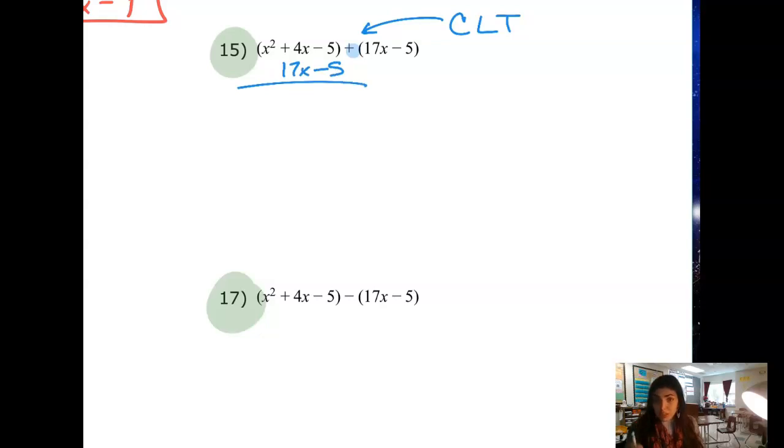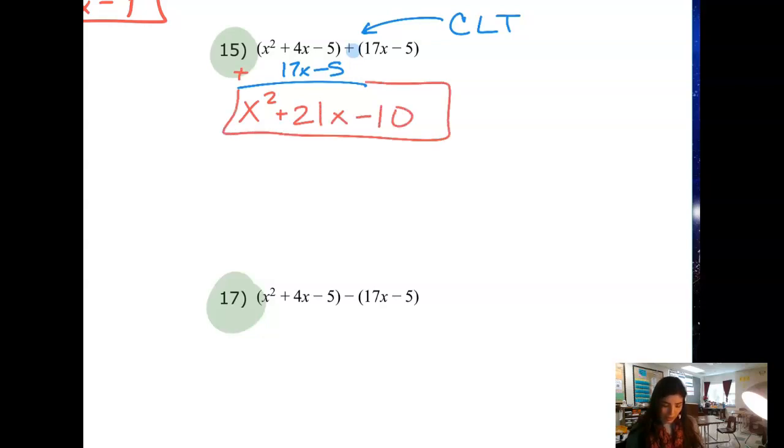4x and 17x are like terms, and so are the constants of 5. To CLT, I literally just add. x squared plus nothing is x squared. 4x plus 17x, that's 21x. And -5 plus -5 is -10. Make sure you're always adding when you CLT. You might be adding negative numbers, but always adding them.